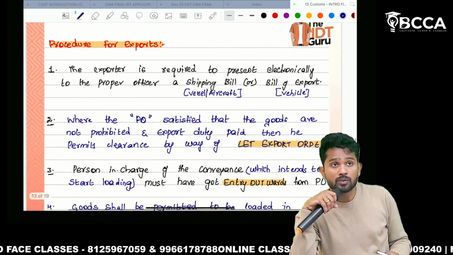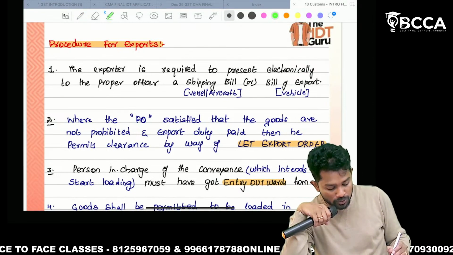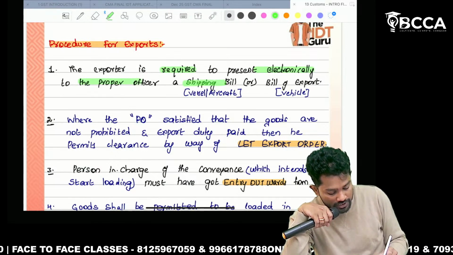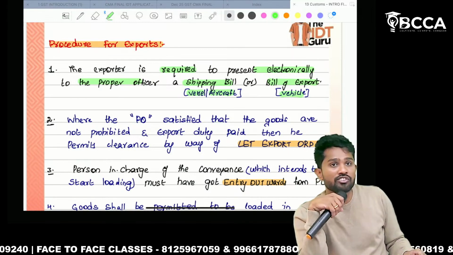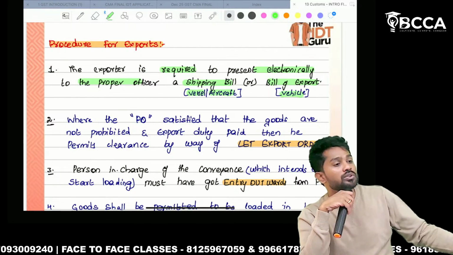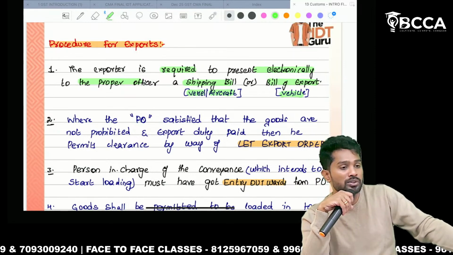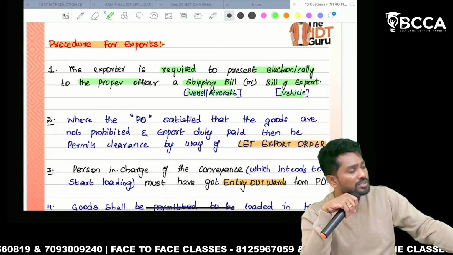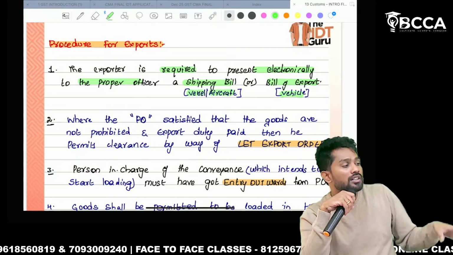Procedure for export. What is the procedure for export? The exporter, whoever is willing to export goods, is required to present electronically to the proper officer a shipping bill in case of vessel or aircraft, or a bill of export in case of vehicle. You are a person who wants to export goods. Then first you should tell the customs office, these so and so goods I'm going to export through aircraft or through vessel or through truck or conveyance. So you need to mention that. Based on the mode of conveyance you are using, the form will differ.